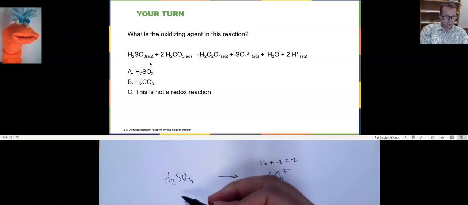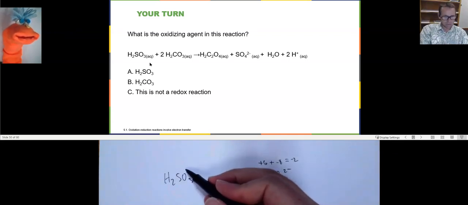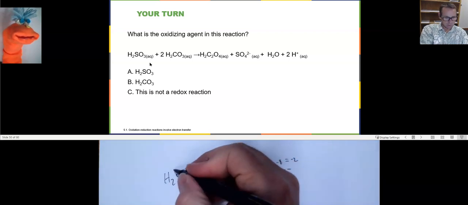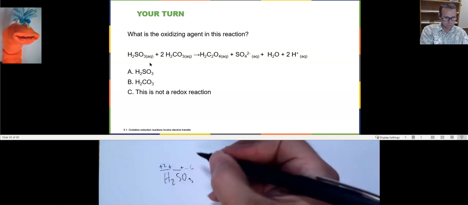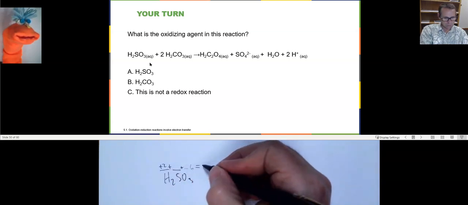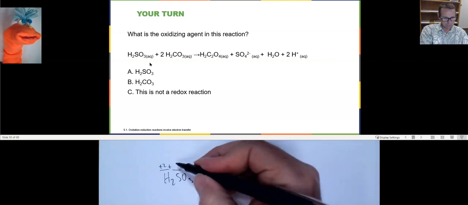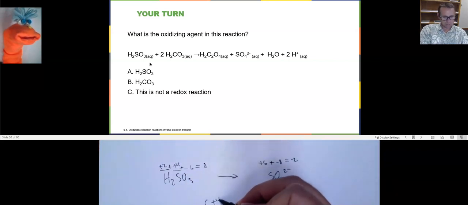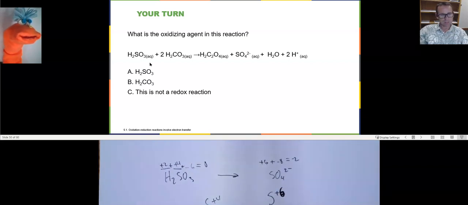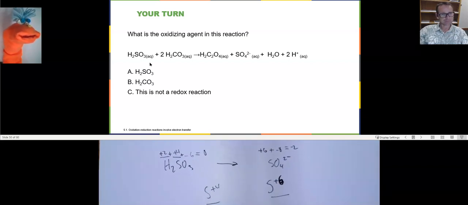Okay, for this one over here, oxygen's a -2. That's a total of -6. Sulfur's contribution, hydrogen's a +2, equals +4 over here. So sulfur went from a +4 to a +6. So that means this was an oxidation. Therefore, this other compound must have oxidized it. And this compound here is the oxidizing agent.